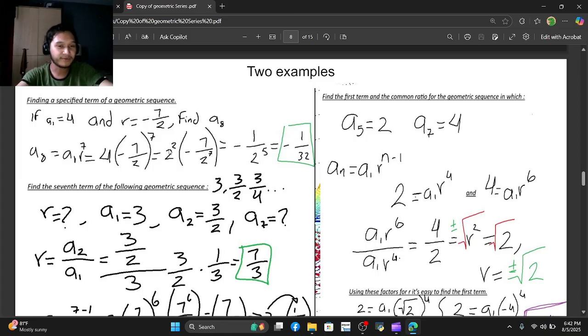But because the first number, like I said before, is smaller, the result will be negative. So we have minus 1 over 2 to the 5. And this 2 to the 5 will be negative 1 over 32.